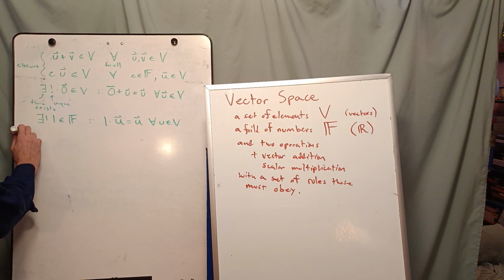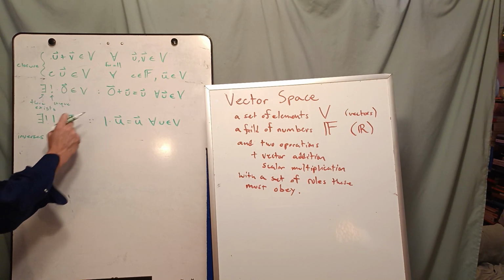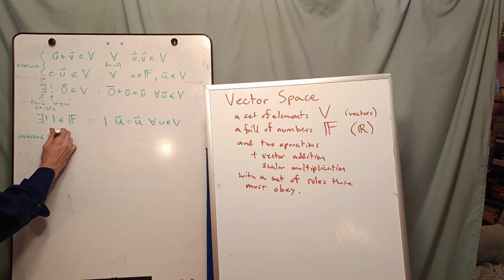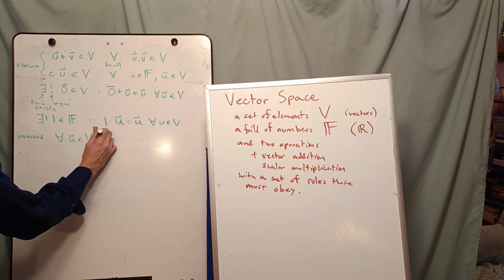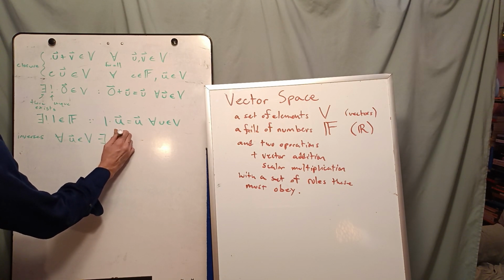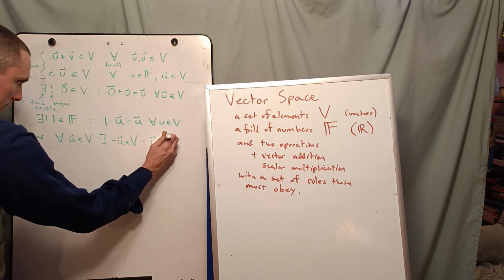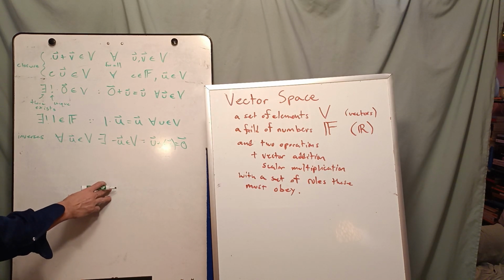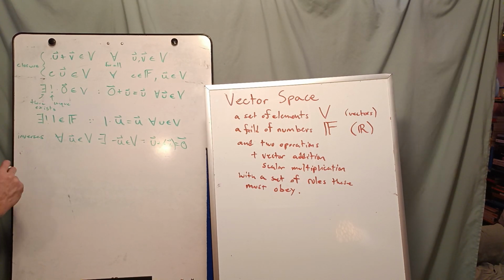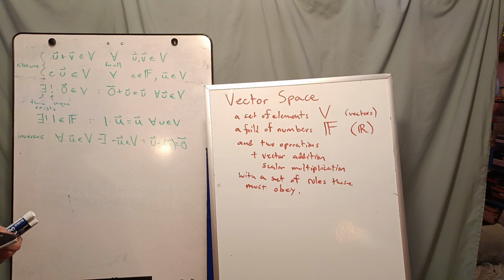So now we're going to talk about inverses, which are special vectors which can take us back to one of these special elements. So for example, for all u in the vector space V, there exists an inverse of u in the vector space V such that u plus its inverse is the zero element. And that'll be all I want to say about that.